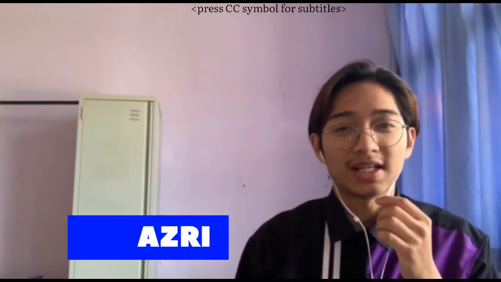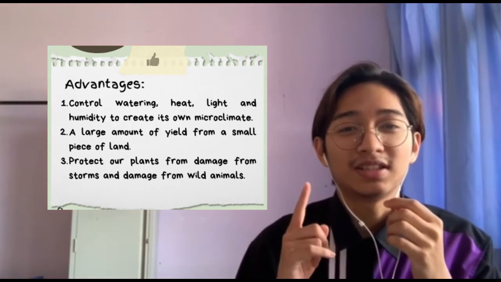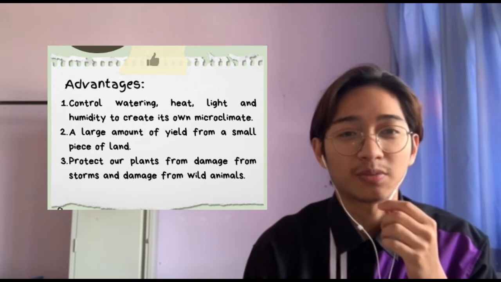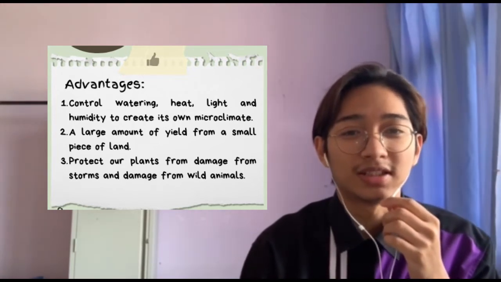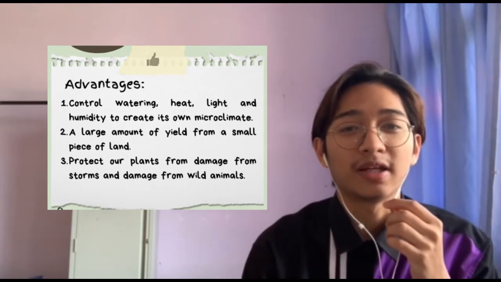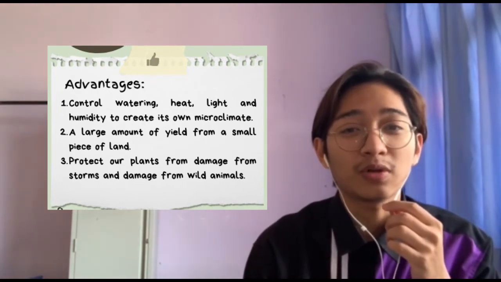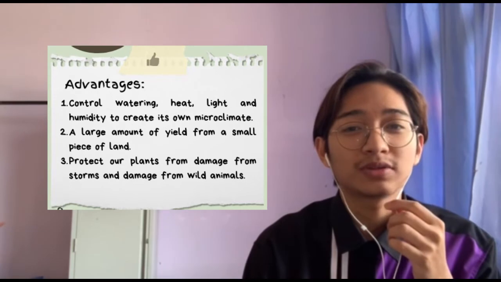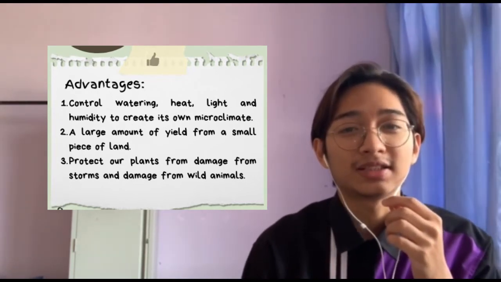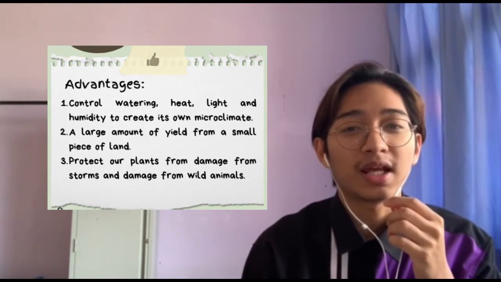Hi, my name is Azri. I will present about the advantages and disadvantages of sheltered agriculture. For the advantages, the first is that sheltered agriculture helps us control the climate over the crops. Inside sheltered agriculture, we can control watering, heat, light and humidity to create our own microclimate that allows us to start planting yearly and make it last longer than if we plant directly outdoors.